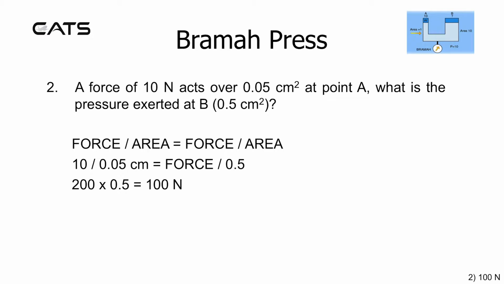A force of 10 newtons acts over 0.05 centimetres squared at point A. What is the pressure exerted at B, 0.5 centimetres squared? Force over area equals force over area. 10 over 0.05 centimetres equals force over 0.5. 10 divided by 0.05 is 200, multiplied by 0.5 equals 100 newtons.